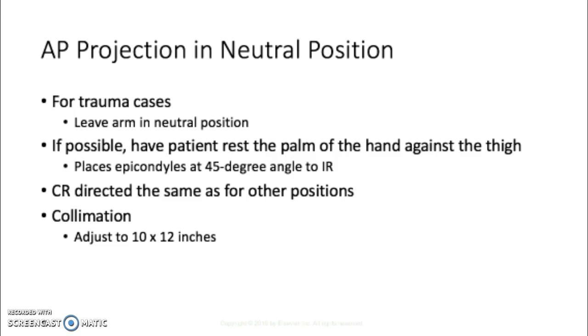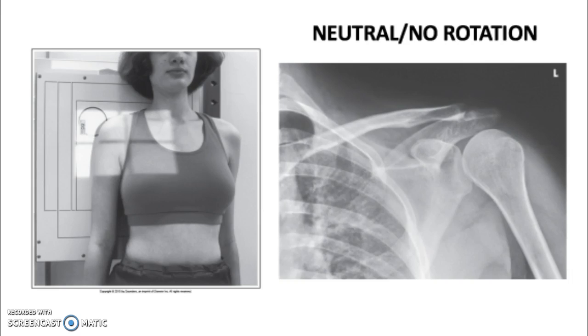Otherwise, the view is pretty much the same. You center 1 inch below the coracoid process, and if that's where you're centering, you open your collimation to 10 by 12 if you need to go over to the sternum. Otherwise, collimate so you're an inch outside of the edges of the skin.